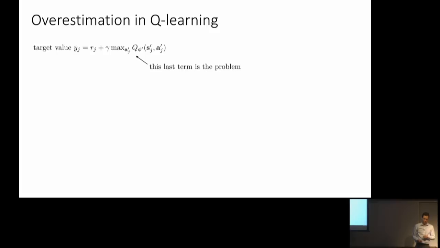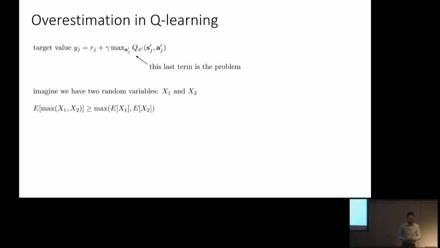So the problem is this max term here. Let's imagine that you have two random variables, x1 and x2. These random variables will represent the value assigned by your Q function to action 1 and action 2 at a particular state. The expected value of the max of these two random variables is always greater than or equal to the max of their two expected values. This is a very simple fact.